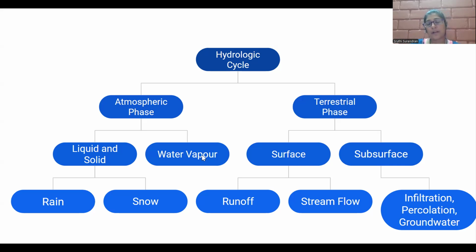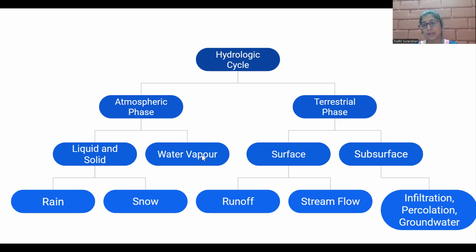Some hydrological components involved in the surface part of the terrestrial phase are runoff, water that is flowing off from the surface as soon as the precipitation hits the surface. Then there is stream flow, that is water flowing through rivers, streams, and channels. All of these come under stream flow.